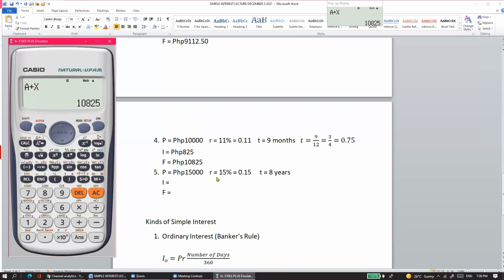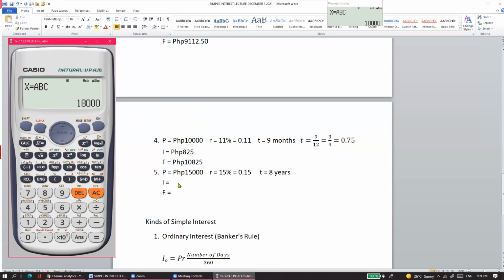15,000 daw ang A, ang rate of interest is 0.15 at ang time naman is 8 years. So again, solving for I, I'll press the calc. The calculator will ask about the principal value for A, that is 15,000. So let me type 15,000. I'll press equal again. And then the R is being asked, and that is 0.15. R is also B. So I'll type 0.15. I'll press equal again. The calculator will ask about the time, and that is 8 years. So I'll type 8, equal.